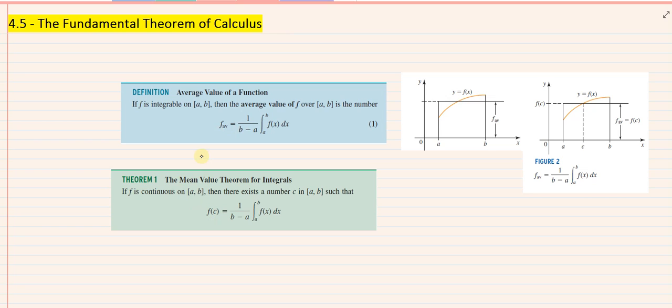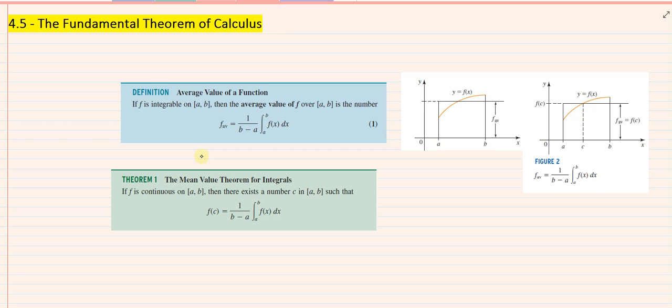If a function is integrable, remember what integrable meant. Integrable means the limit of the Riemann sum exists. So if a function is integrable on the closed interval from a to b, then the average value of the function over the interval is given by the definite integral from a to b of f of x dx divided by b minus a, the length of the interval.